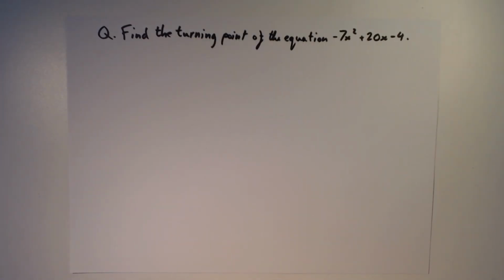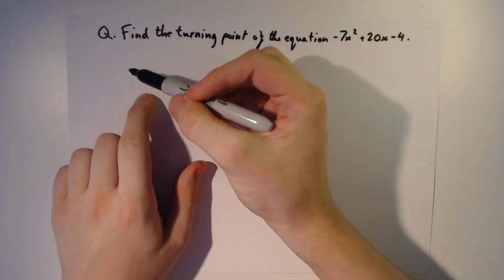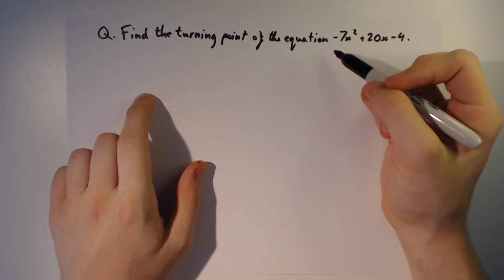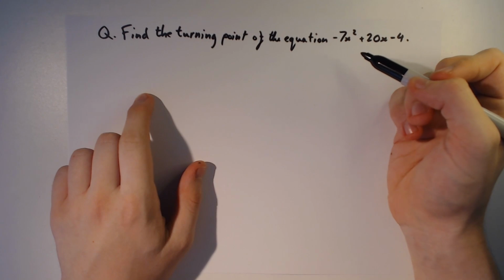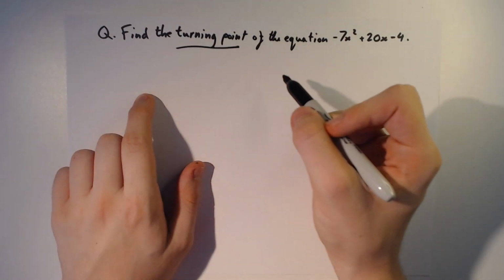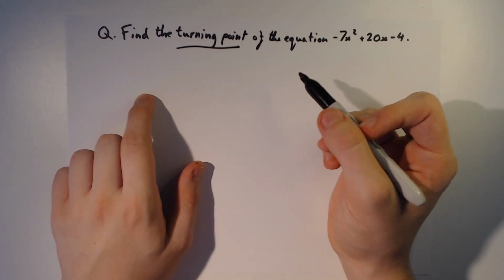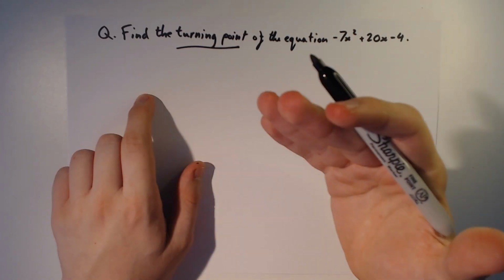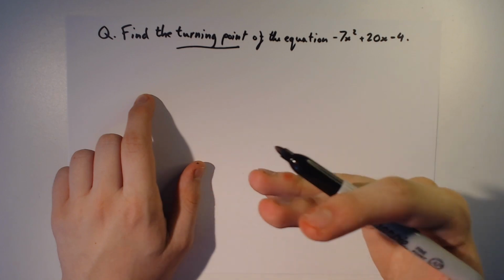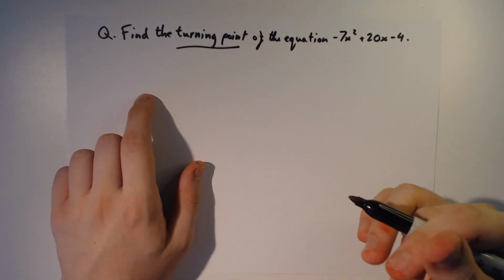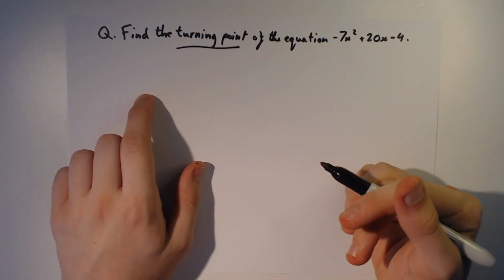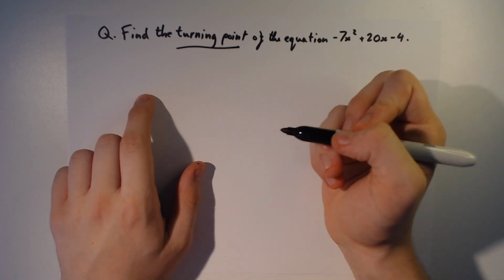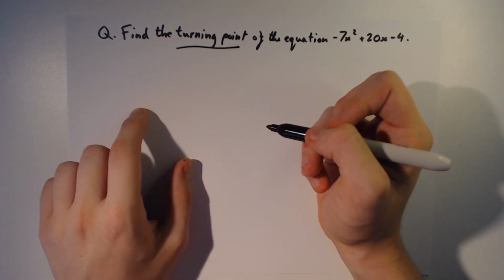Okay, so here's our next practice question. Find the turning point of the equation minus 7x squared plus 20x minus 4. Now first, to find the turning point, we must solve the quadratic into the form of m(x plus a) squared plus b, otherwise known as completing the square, obviously. It's what we've been doing this entire time.